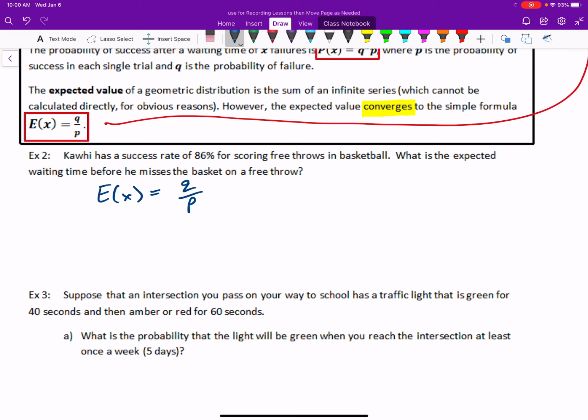So I just want to make sure I've wrapped my head around this. In this case, missing a free throw would be success. In other words, that's what we're looking for. So p in this case would be 1 minus 0.86. We're looking to see how many baskets he sinks before he misses one. So sinking a basket is our 0.86, and missing the basket is the 0.14.